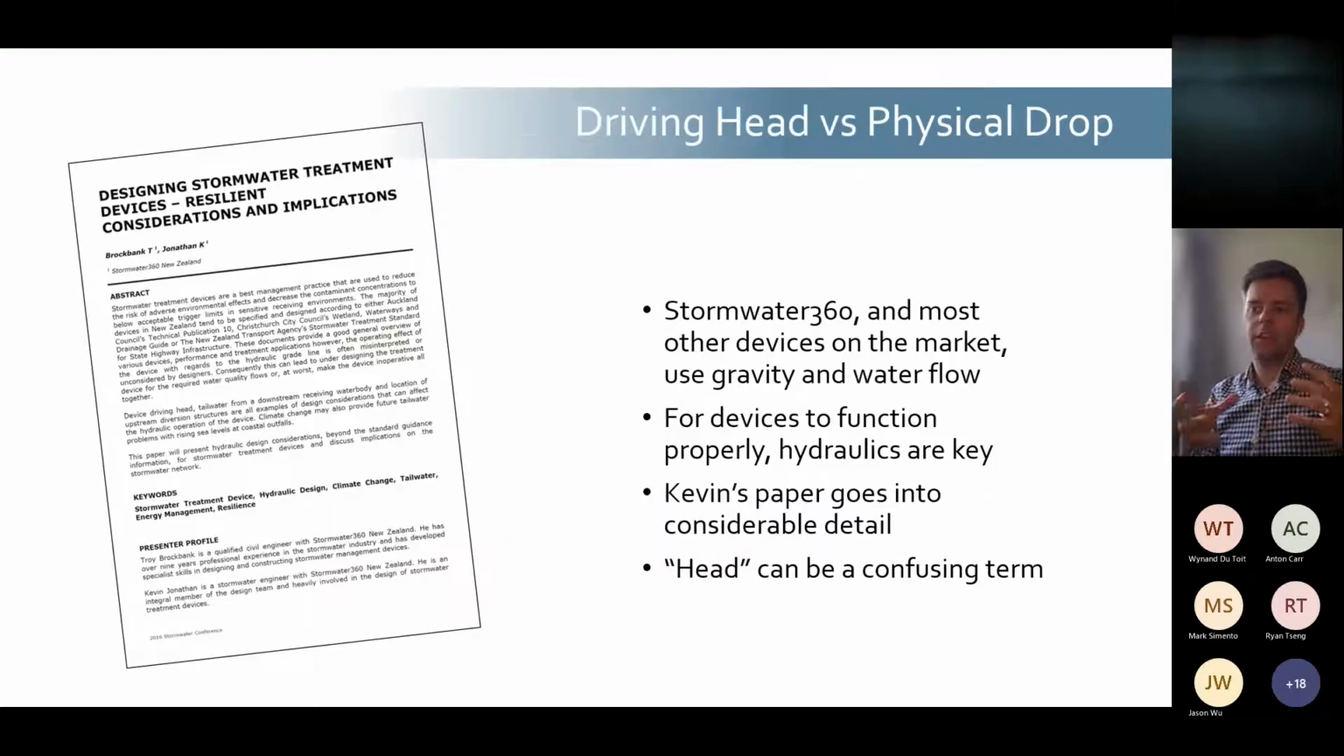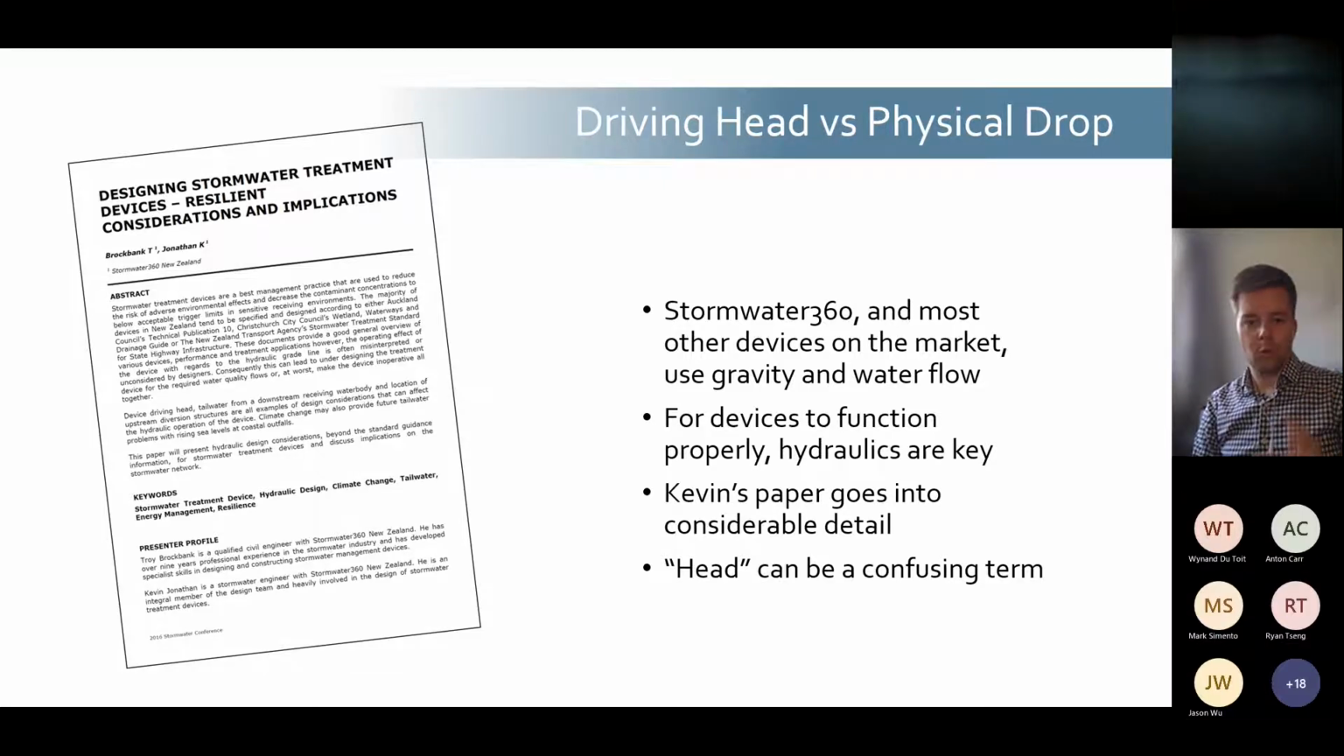So then looking at the hydraulic elements now, of how the hydraulic design impacts the performance of the treatment devices. Kevin, who is our lead technical engineer, wrote a paper for the Stormwater Conference in Nelson back in 2016, running through in great detail the considerations and implications of different hydraulic elements on treatment device design, which I will be able to make available after this webinar.